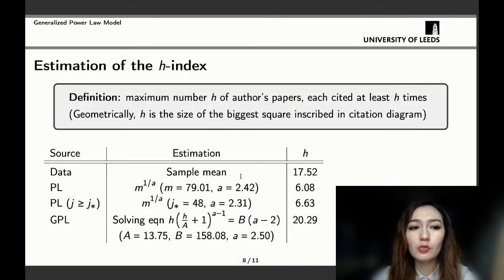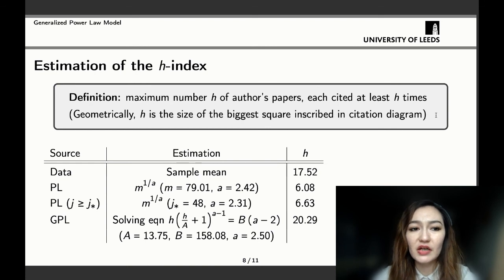Our GPL model can also tell about the H-index. The definition of the H-index is the maximum number H of an author's papers such that each paper is cited at least H times. Geometrically, the H-index is the side length of the biggest square inside the citation diagram. We have given the estimation details of the H-index in the paper.